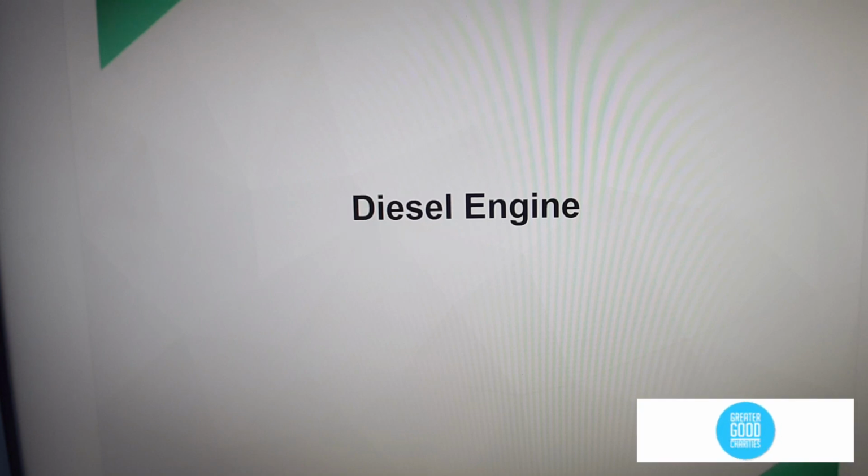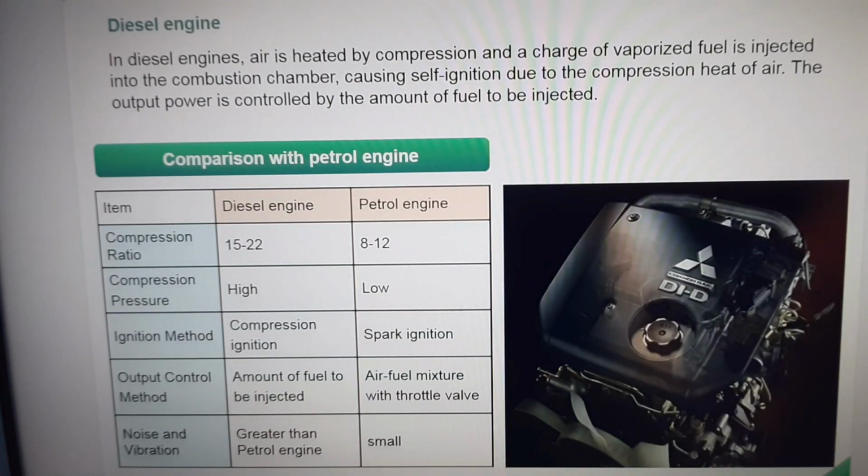In this section, we will learn about diesel engines. In diesel engines, air is heated by compression and a charge of vaporized fuel is injected into the combustion chamber, causing self-ignition due to the compression heat of air. The output power is controlled by the amount of fuel injected.